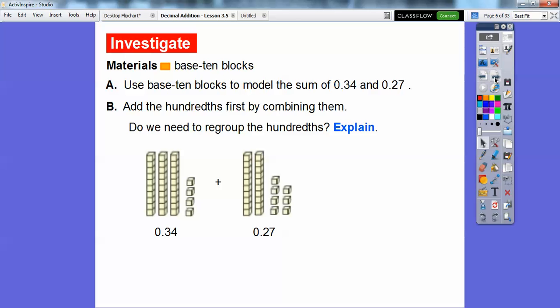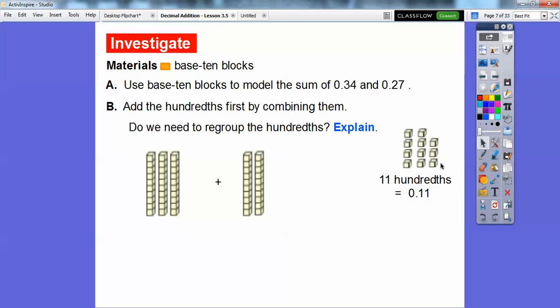So 4 plus 7 is going to give us 11 hundredths. So do we need to regroup those? Yeah, these 11 hundredths can give us one of these tenths right here. So 11 hundredths is the same as 1/10 plus 1/100th. So here's 1/10 in base 10 blocks, and here's 1/100th right here. So that's what these are going to be replaced by. So there it is right there.